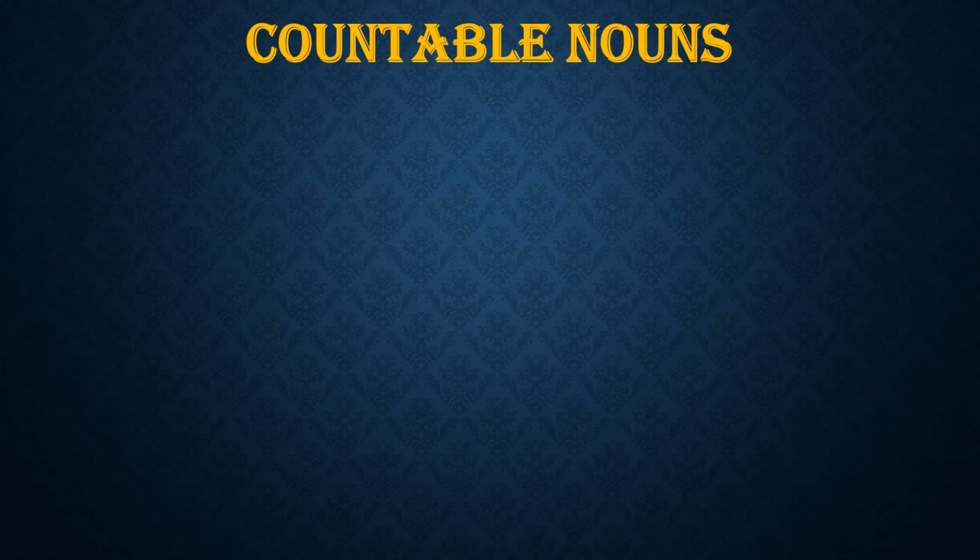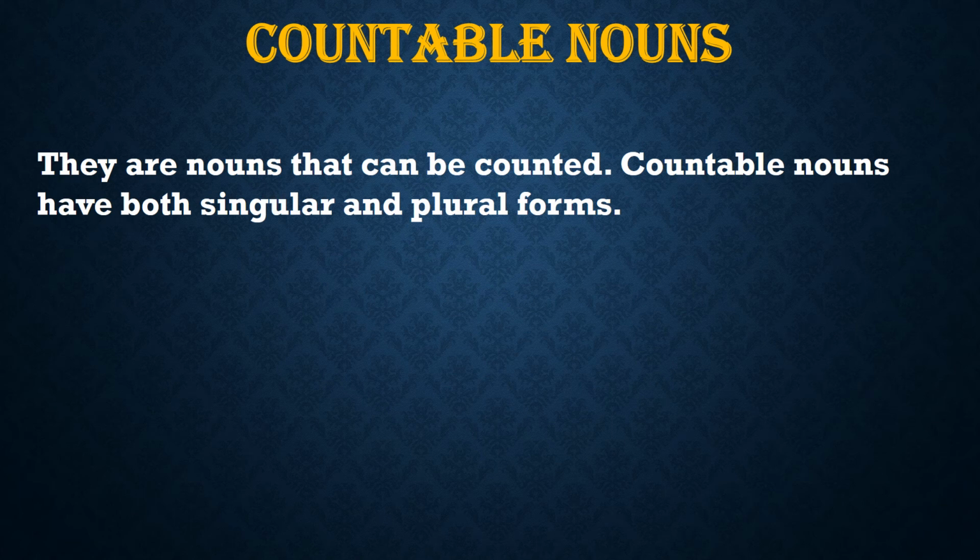So what are countable? As the name suggests, bacha, that you can count. So they are the nouns that can be counted. Countable nouns have both singular as well as plural form, right? If you can count, you can convert them into plural form also, no? I have 1 class, I have 4 classes, I have 2 classes, okay? I have a chair, I have 2 to 3 chairs or 6 to 7 chairs, right?